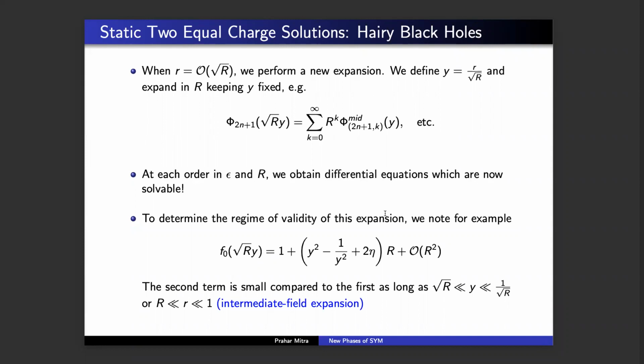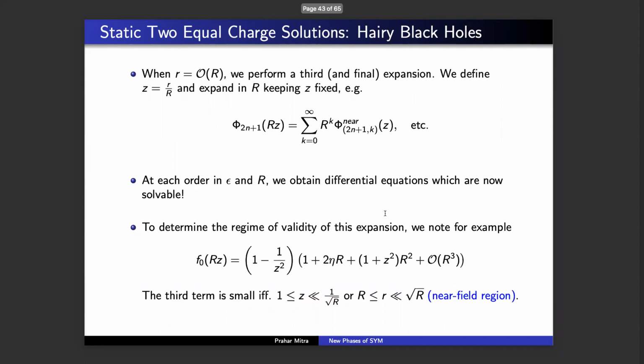And therefore, to fix this, we need to do a third expansion. As you can see, this is how complicated it gets. So we need to perform a third expansion, unfortunately for us the final expansion, where we instead define z equal to small r over capital R, and then do an expansion in capital R, keeping z fixed. And now you can see that you have a solution that is valid all the way down to the horizon.